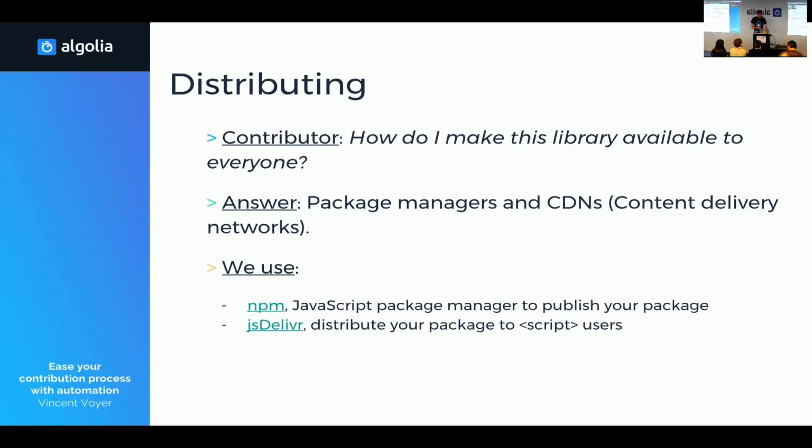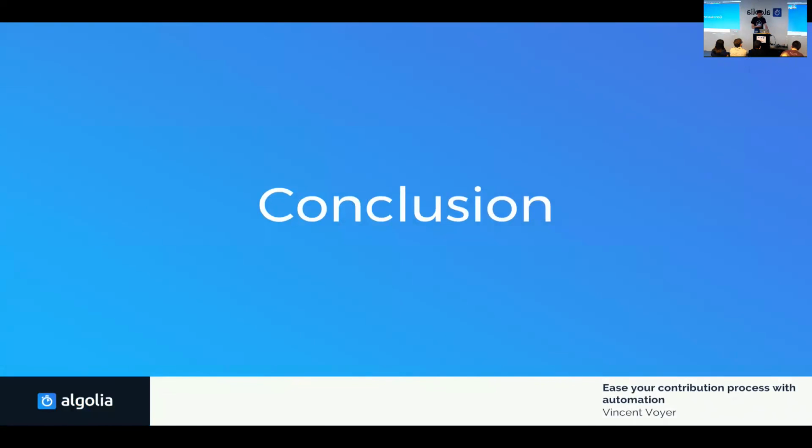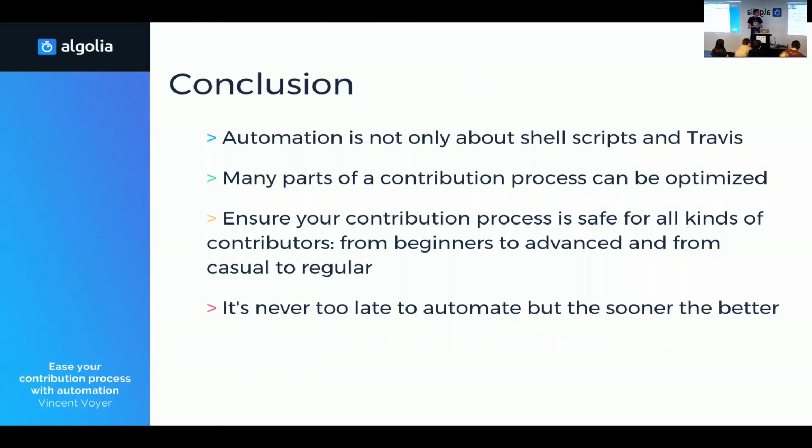So that was the last part. And now to the conclusion of this talk. What we discovered and what you can take away. Automation for us is not just about shell script and Travis or Jenkins. Many parts of our own contribution process can be optimized and should be optimized if it makes sense and provides a better workflow. Our ultimate goal is to ensure that all of our contributors, from beginners to advanced and casual contributors to the documentation to regular contributors, have a good workflow and a safe one. And we discovered that it's never too late to automate, but the sooner we do it, the better.